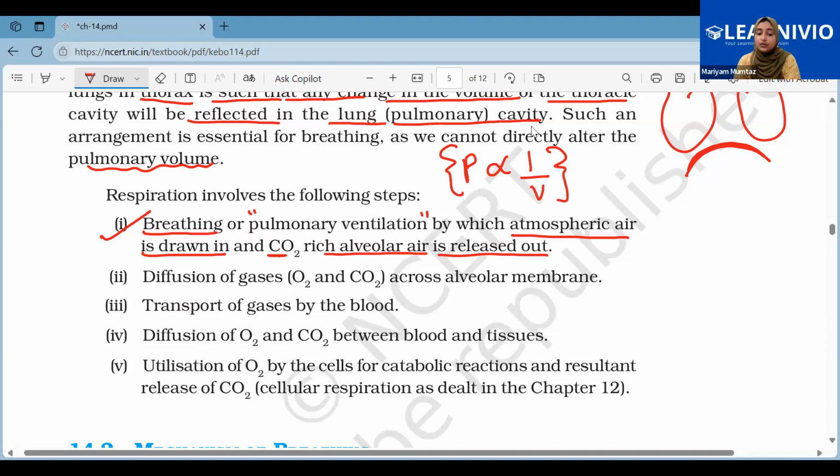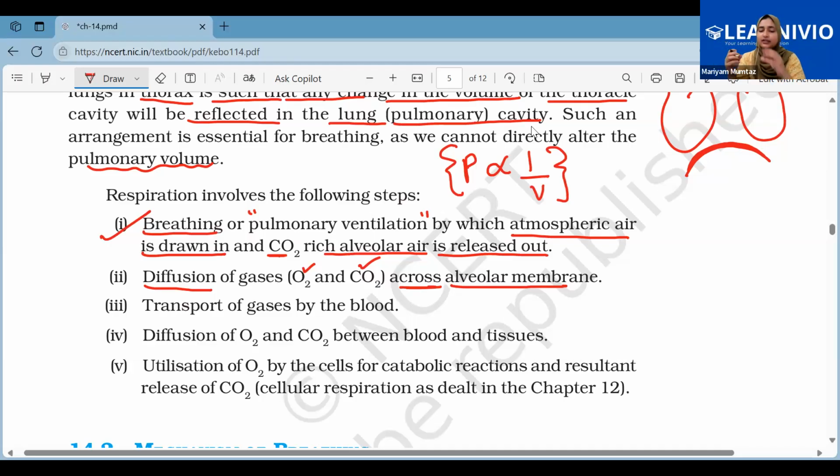But the things that we don't know actually is that once those gases are there in our body, for example, it reaches the alveoli, then the diffusion of them takes place. So the diffusion of the oxygen, the diffusion of the CO2 across the membrane of the alveoli, that happens. These all steps we will study in depth. Right now it's just a superficial thing. So breathing or pulmonary ventilation is when atmospheric air is taken in and CO2 rich air is given out. Now these gases in our body, they get diffused through the alveoli membrane.